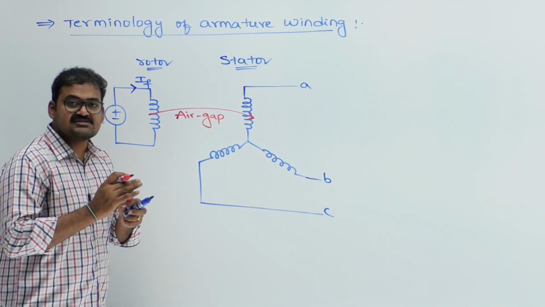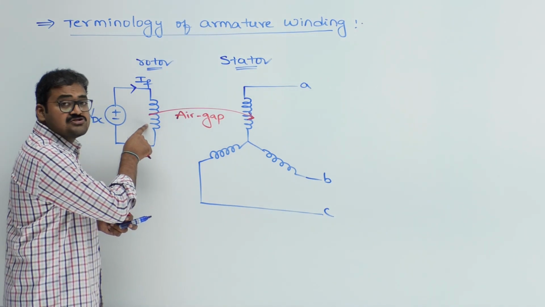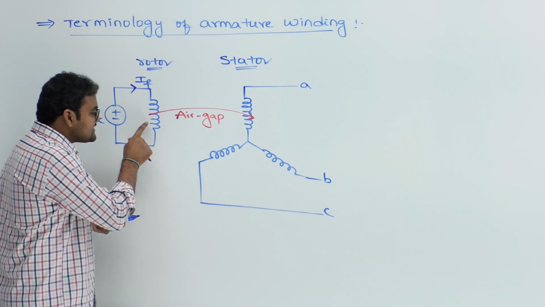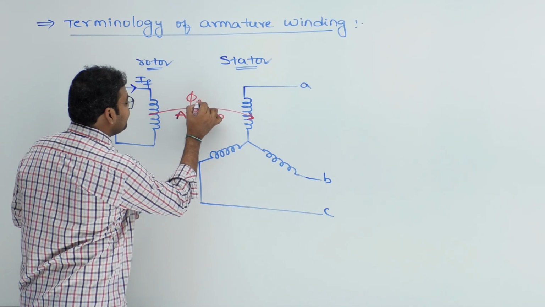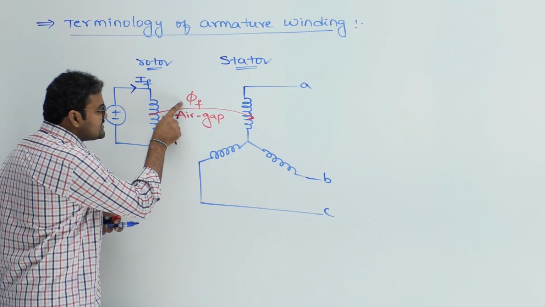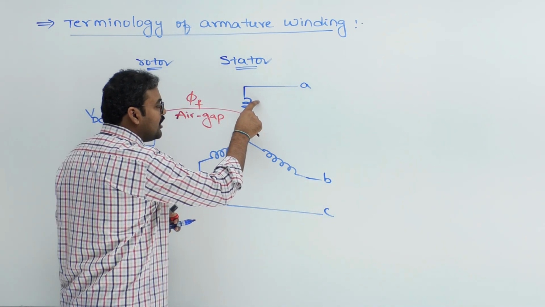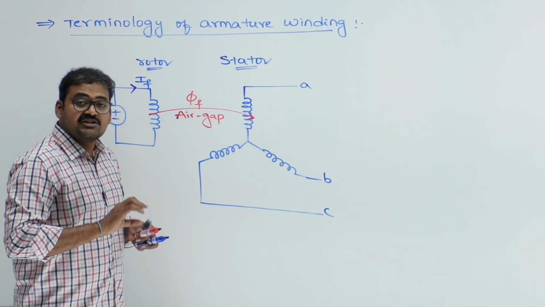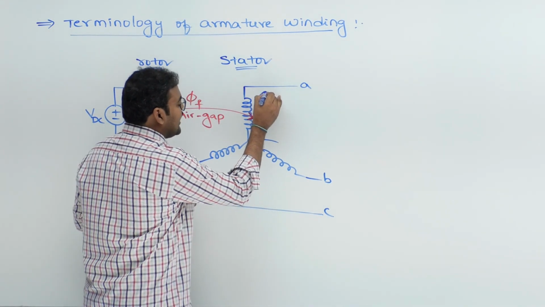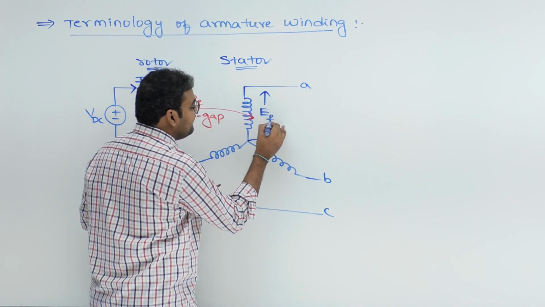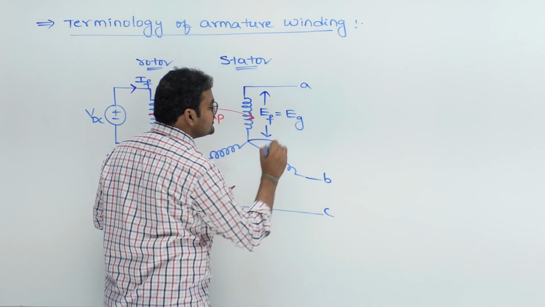So which flux is linking armature winding? The flux created by rotor winding, also called as field winding. As it is a field winding, the flux created by that winding is called as field flux. And this field flux will cross air gap and will link stator winding, also called as armature winding. Therefore, an EMF will be induced across this armature winding, and that EMF is called as field induced EMF, also called as generated induced EMF.